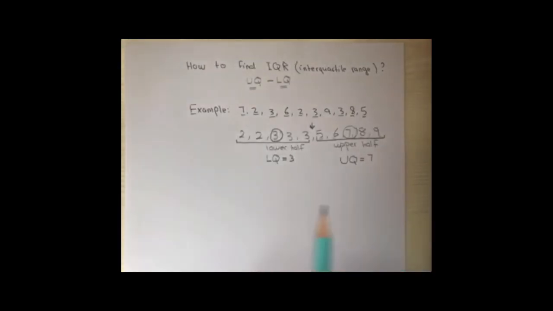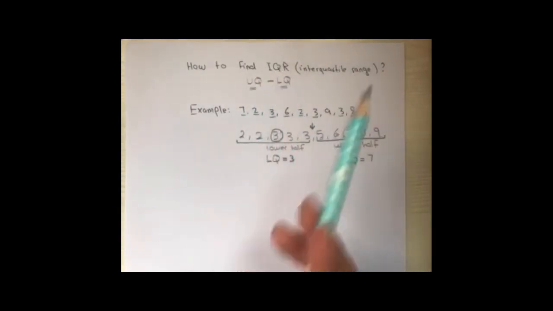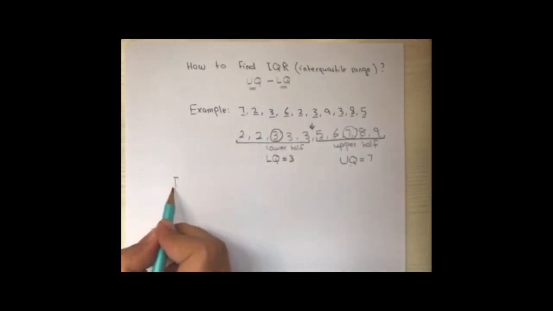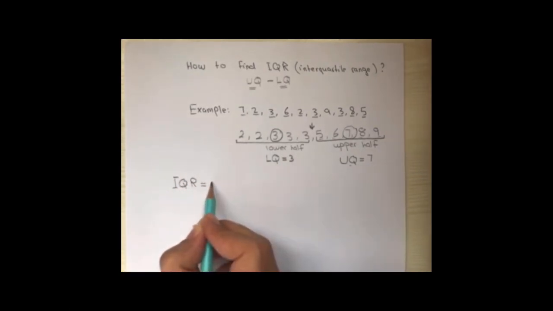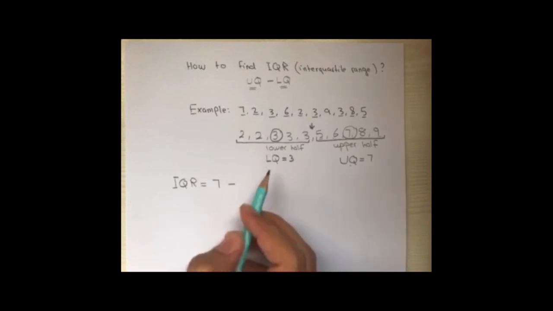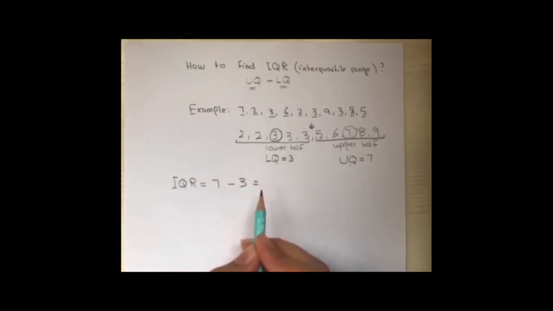Now after finding the lower quartile and the upper quartile, we can find the interquartile range or the IQR by subtracting the lower quartile from the upper quartile: the upper quartile, which is 7, minus the lower quartile, which is 3. That equals 7 minus 3, 4.